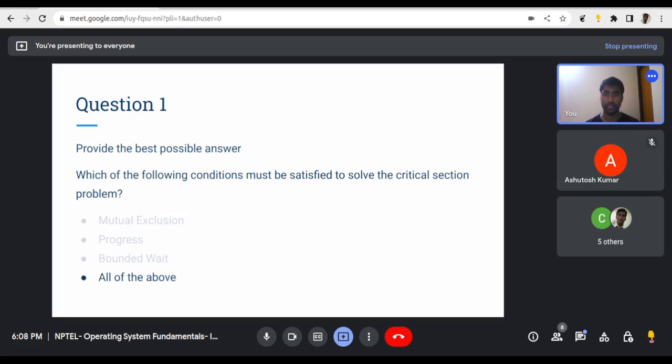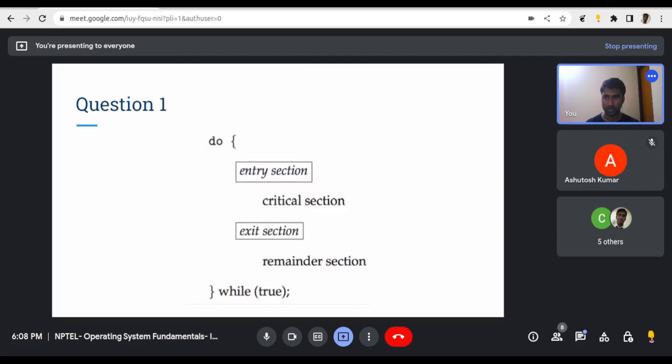Okay, this is the solution. So actually all are correct. That is, mutual exclusion is a required condition, progress, and so is bounded waiting. So all of the above is the correct option. So what are these three? Mutual exclusion, as you may know, is the primary requirement of the critical section problem.